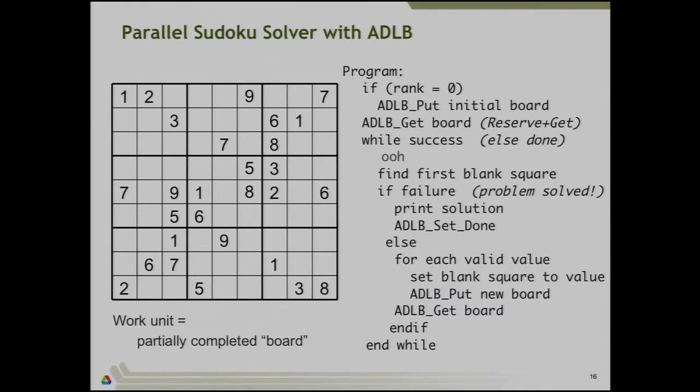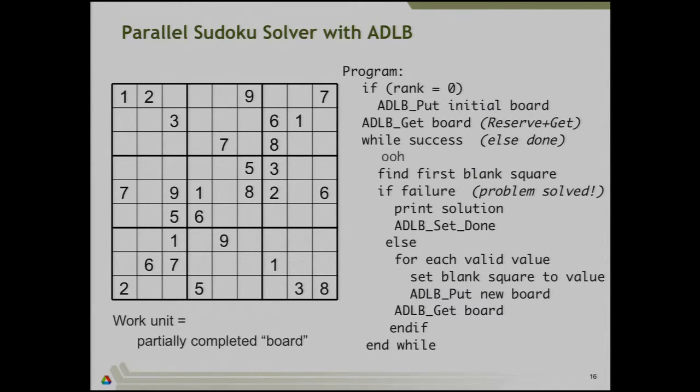So here's how we would write a parallel Sudoku solver in ADLB, and it all fits on one slide. We're going to think of a work unit as one of these boards partially completed. All the application processes execute this code. The first rank reads the newspaper and gets the board that you're going to make as the problem and puts it in the ADLB work queue. Then everybody does a get, by which I mean a reserve plus a get. Of course, right at the beginning, only one process is going to succeed. The others will be waiting for more work to show up.